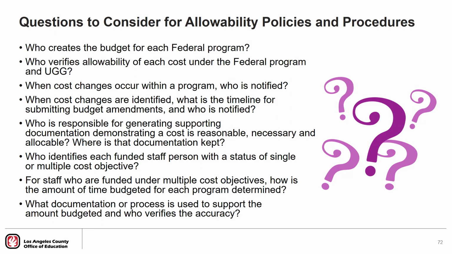How is it kept? Who identifies each funded staff person with the status of single or multiple cost objectives? For staff who are funded under multiple cost objectives, how is the amount of time budgeted for each program determined? What documentation or process is used to support the amount budgeted, and who verifies the accuracy? So the who, what, where, when, and how questions should be clear to all.